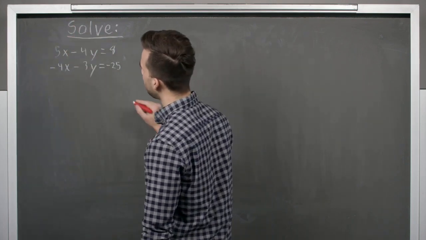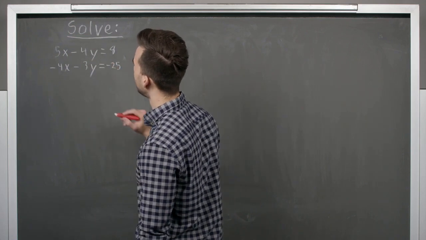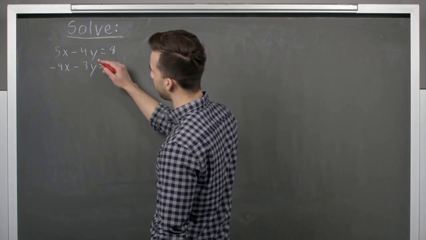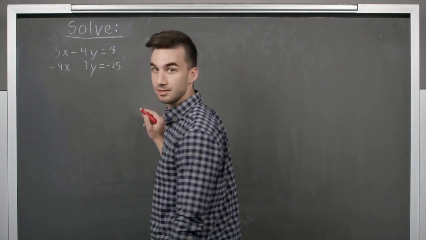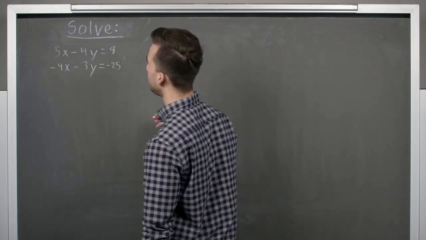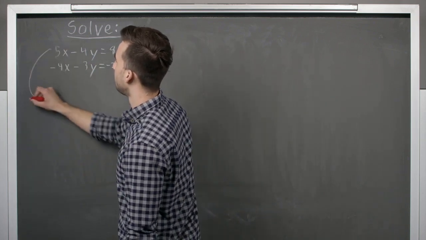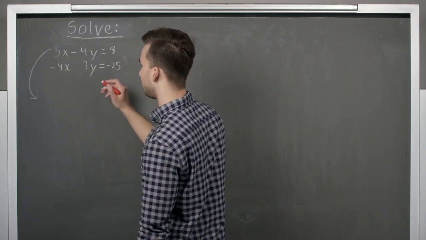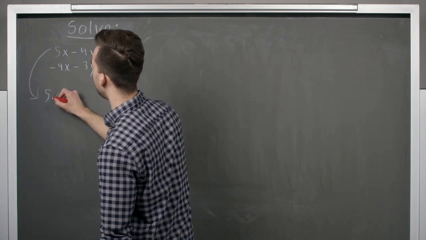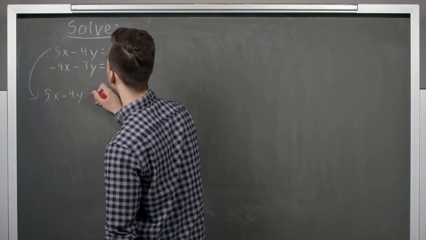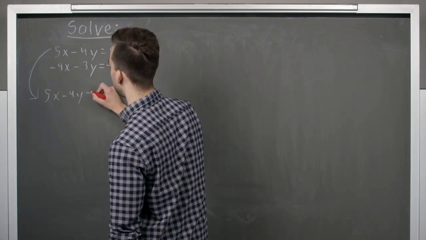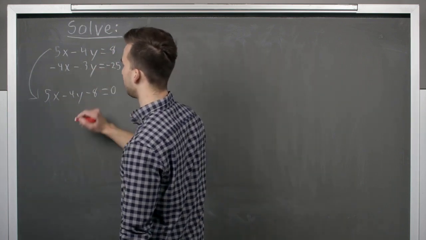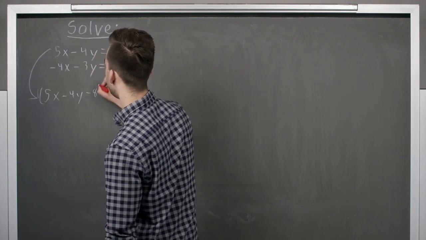So how can we do addition or subtraction? Well, oh look, we can multiply the y's up to negative 12, that would be easy. So if we do our first equation, what do we need to multiply it by to get, well, first of all, let's just get everything on one side. 5x minus 4y. Subtract 8 from both sides. Minus 8 is equal to 0.